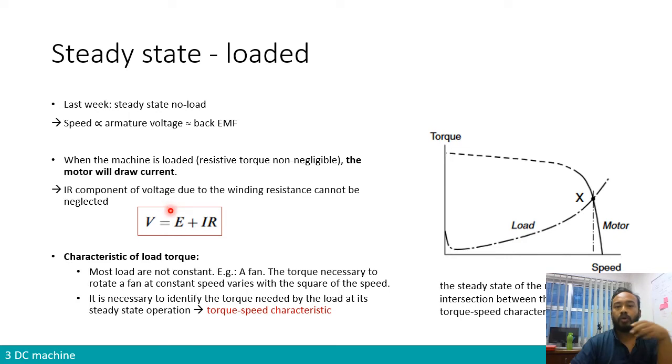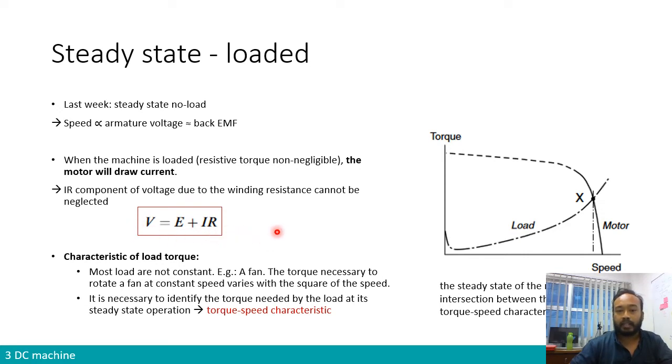If you put more load, the current will also be higher. That is explained by the second equation that we saw last week, the relation between current and torque, with the same coefficient K that relates current and torque. The IR component due to the winding resistance cannot be neglected, because there is a current, and I multiplied by R is not negligible. Therefore, the whole equation needs to be taken completely.